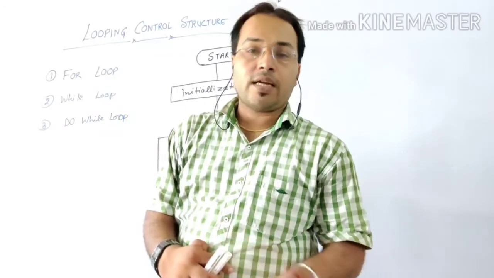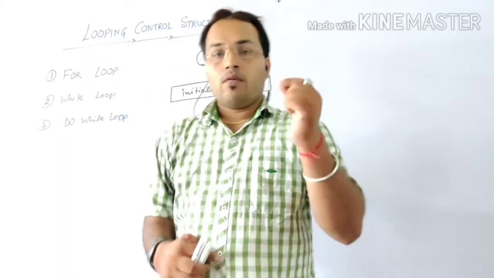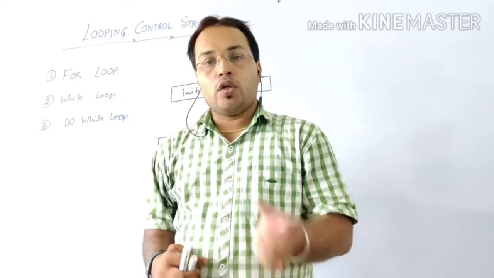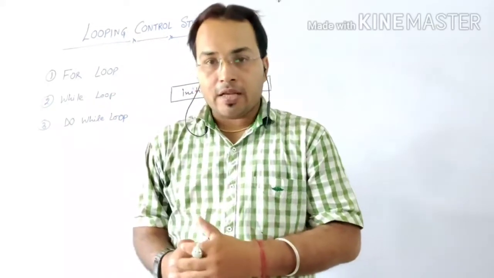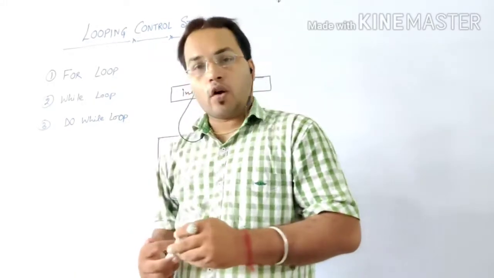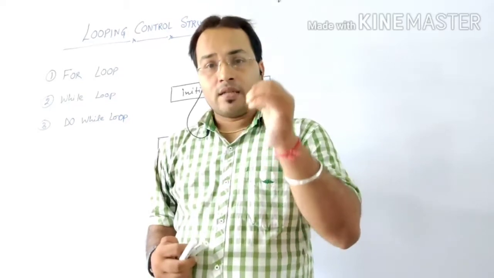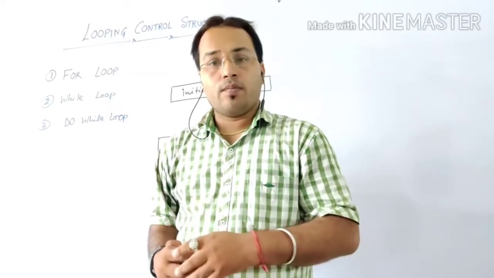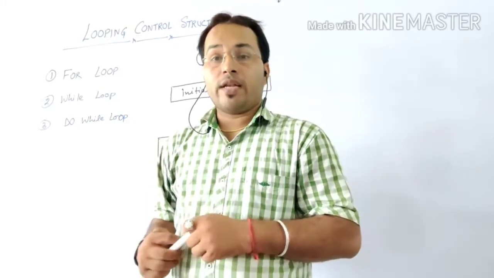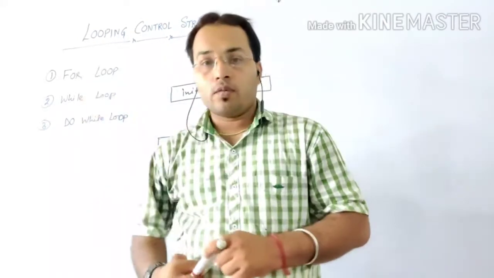For example, the table I just mentioned. We know that a table starts from the first point, that means 2 into 1, and it will end at 2 into 10, and every table ends the same way. So in this situation, we can use for loop very easily. But that doesn't mean we cannot use while loop also. There are certain limitations of every loop, and there are some criteria to use each loop. So whenever we have a fixed number of iterations, we will use for loop.